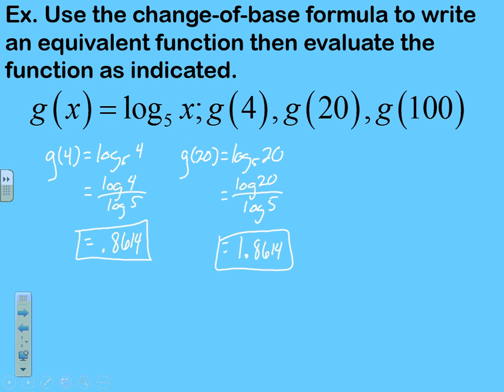And finally, the g of 100. So we say g of 100 would be equal to log base 5 of 100. Change of base rule says that would be log of 100 over the log of 5, and that happy number is 2.8614. So all of these numbers are relatively similar to each other as far as the decimal is concerned.